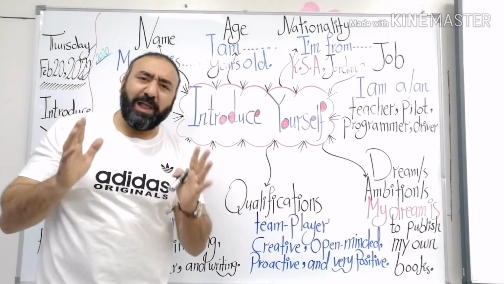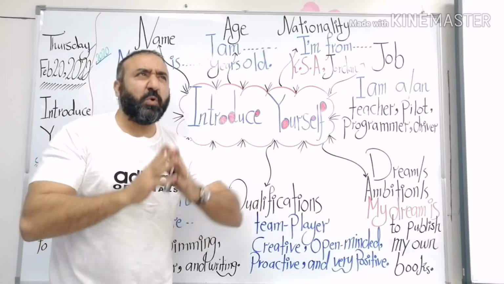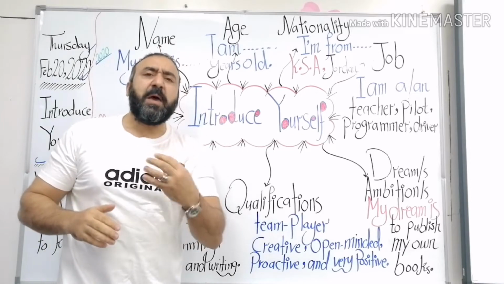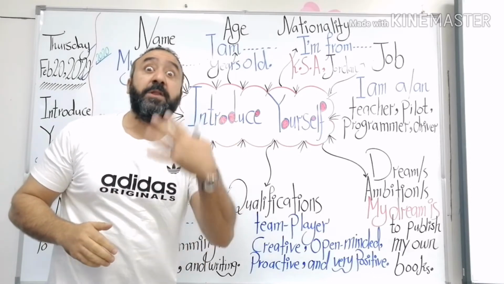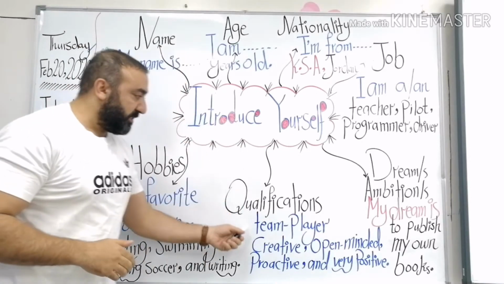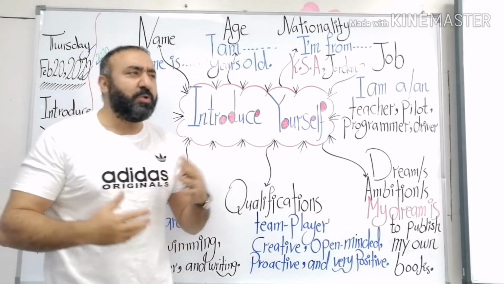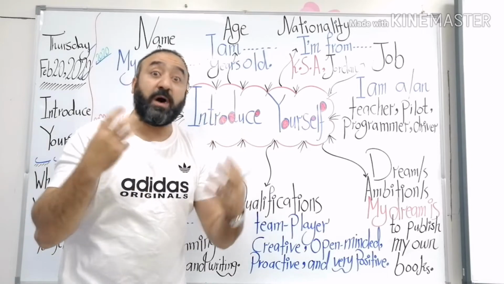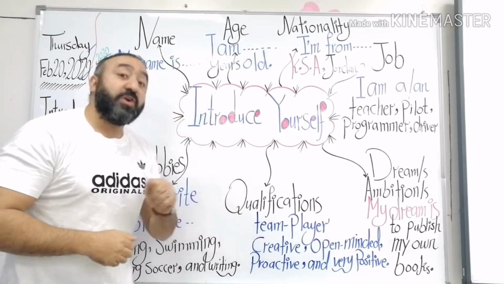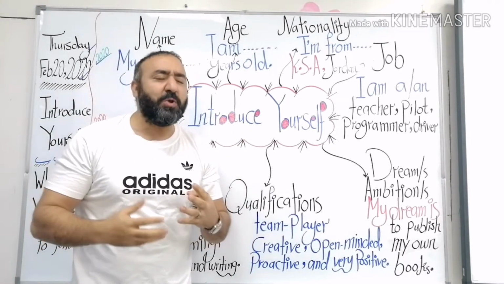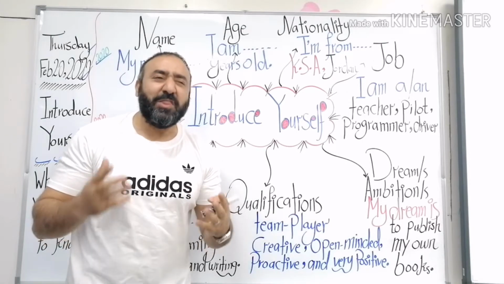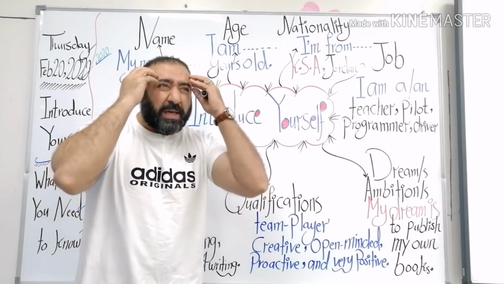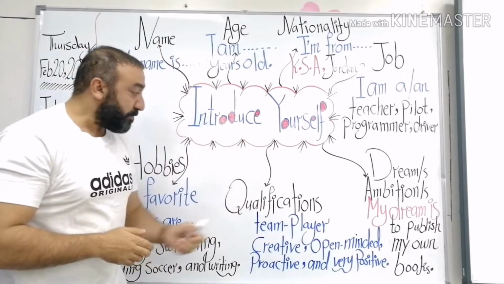Qualifications. Qualifications, things or manners that distinguish you from others, the things that make you different, unique, phenomenal, such as team player. Team player is the one who helps others and others help him. You know how to work with others very well. Then creative, the one who makes new things, the one who doesn't follow the same deadly routine, the one who thinks out of the box.